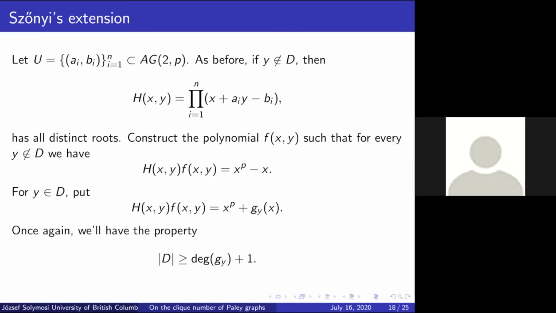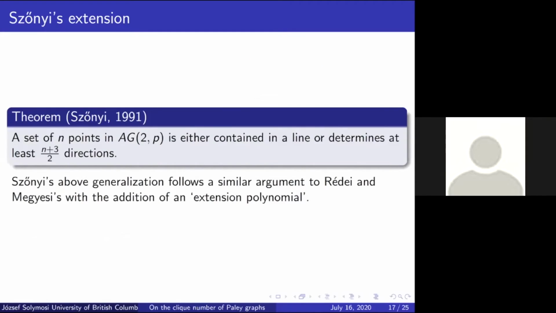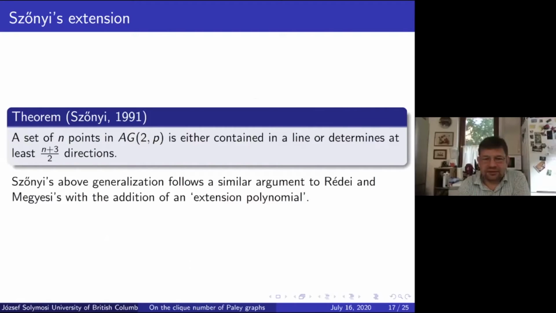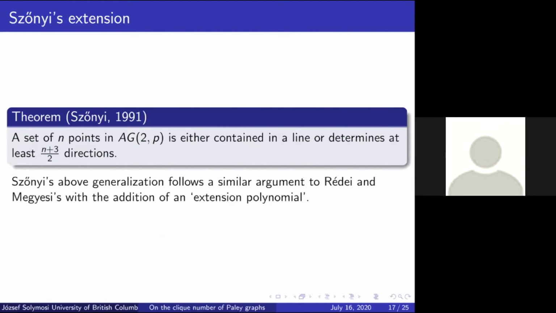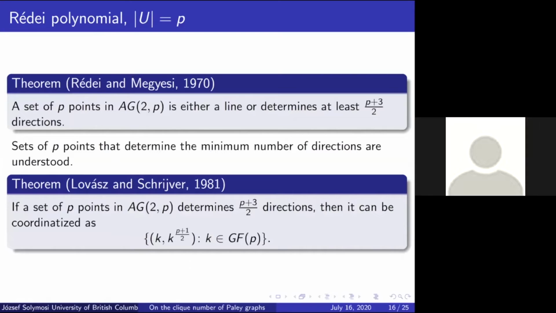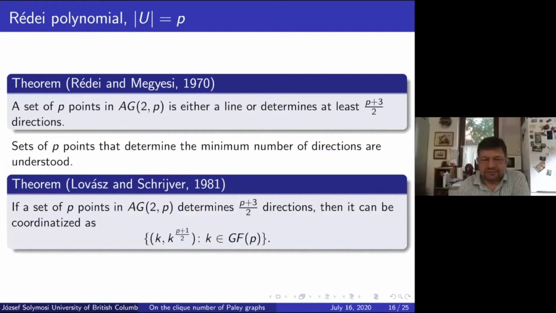Yeah, sorry. Can you say again, why do we get this (p plus 3) over 2? So that, why exactly is that number that I missed somehow? Here it's (n plus 3) over 2, but before it was (p plus 3) over 2. This one. Yeah, yeah.